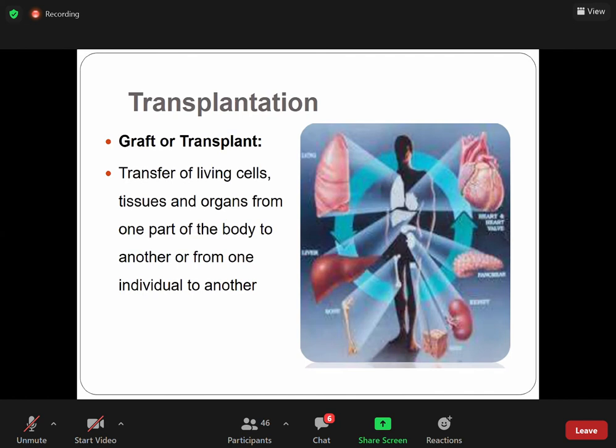Acute transplant rejection occurs days after transplantation. The recipient's immune system sees the grafted organ as foreign, attacks it, destroys it, and causes rejection.